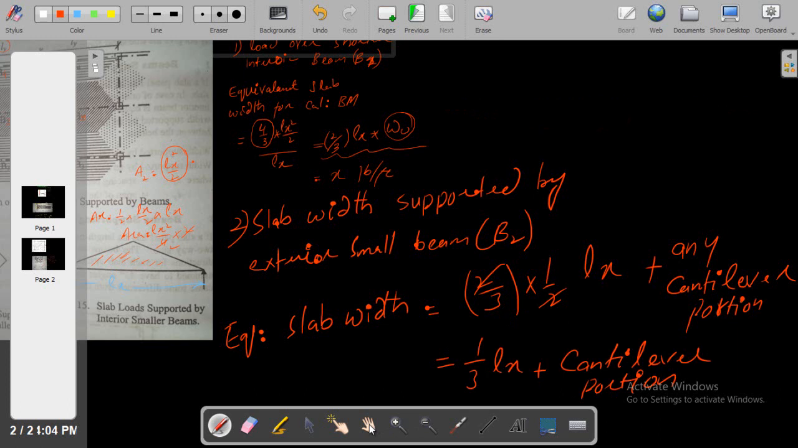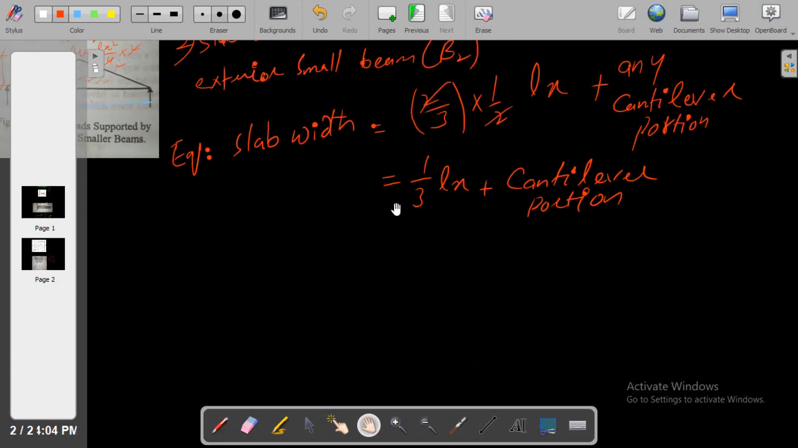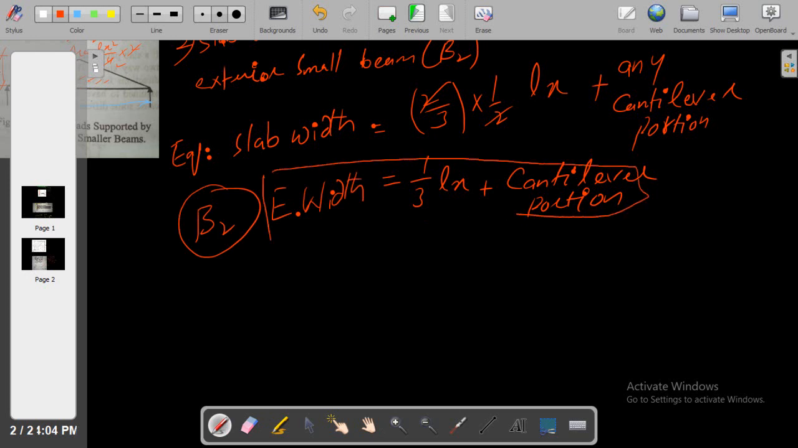Right? This is important. So remember, this is for B2, the equivalent width. This is very, very important. You have to remember this equation because we will use these equations. So 1/3 Lx plus the cantilever portion.